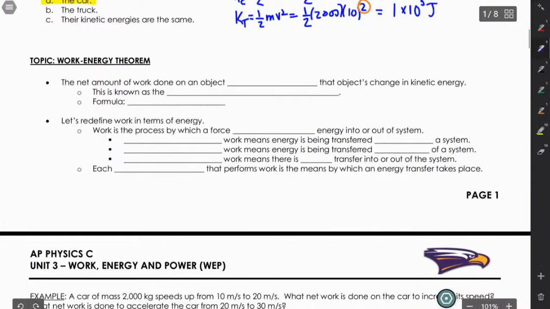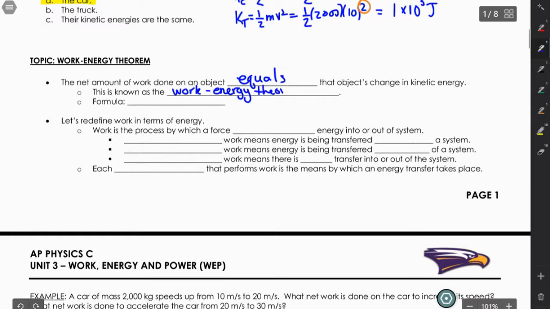Okay, in this video, we're going to finally look at the relationship between work and energy. It does focus around kinetic energy, but understand that this also ties to all forms of energy. And so the amount of work done on an object is going to equal that object's change in kinetic energy. So this is what we know as the work energy theorem.